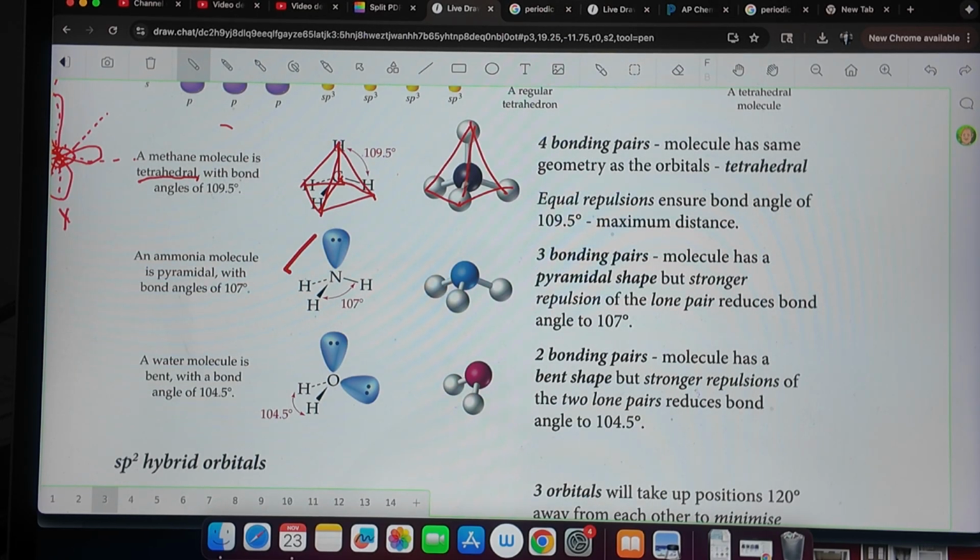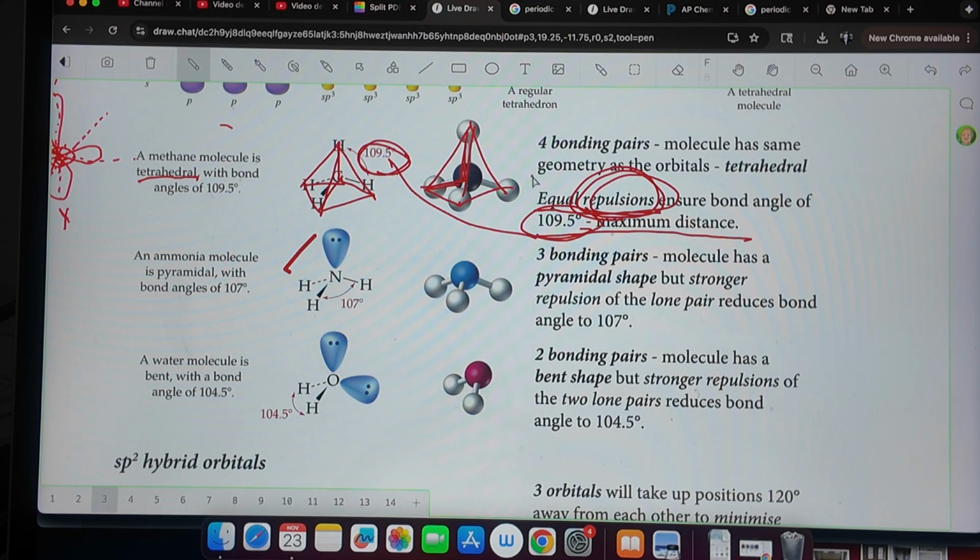And so each one of these angles here is the same. It's 109.5. And they're all equal repulsions. And the goal here, since, think about it, it's repulsions, they want to be the furthest amount of space away from each other. The maximum distance is 109.5, and that's where we get that.